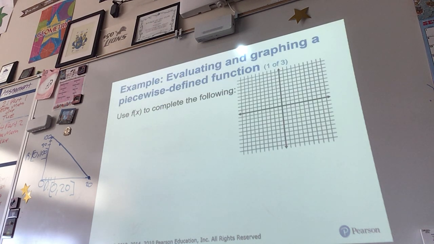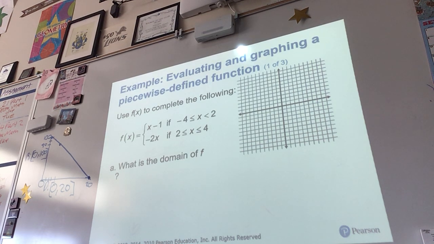Here is a little bit more complicated kind. This one actually uses slanted lines. This graph has 2 segments to it. From -4 to +2, you're going to have one graph. And then from +2 to +4, we're going to have another graph, -2x.